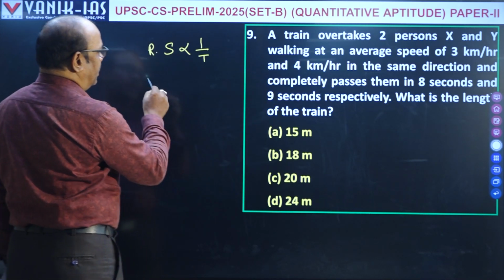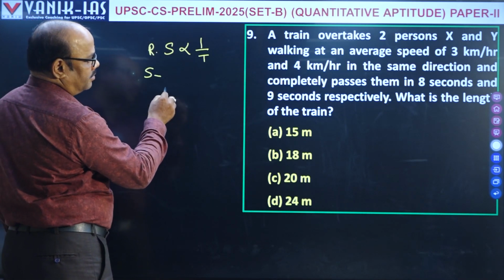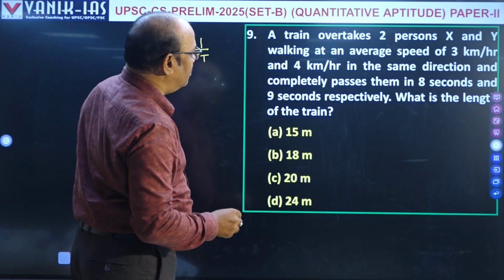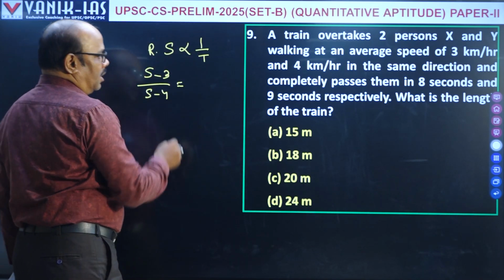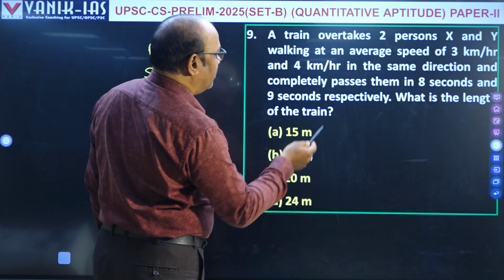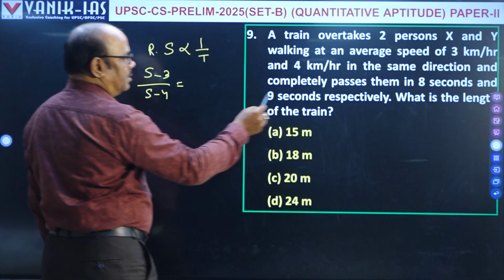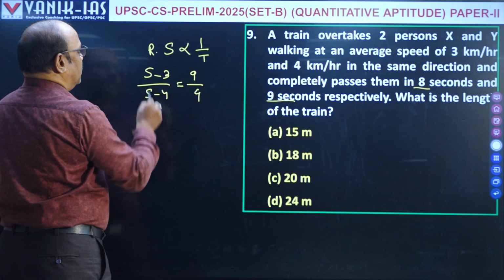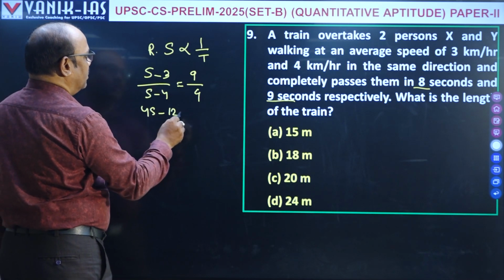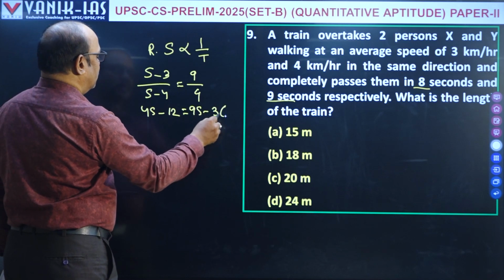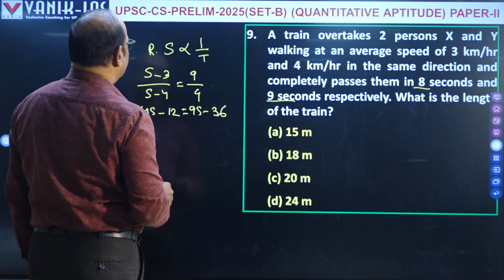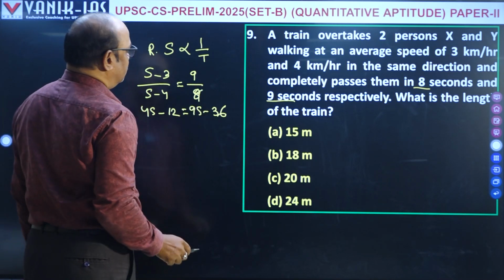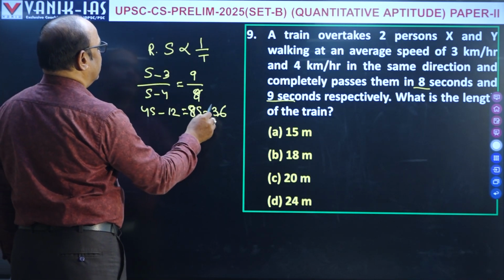So the relative speed will be, if the train speed is S, then S minus 3 km per hour for the first person, and S minus 4 km per hour for the second person, inversely proportional to time. The first person's time is 8 seconds, the second person 9 seconds. So 9 by 8. After cross multiplication, 8S minus 24 becomes 9S minus 36.